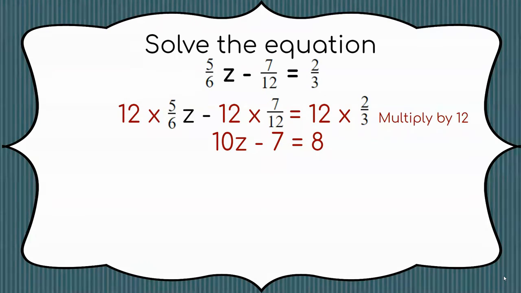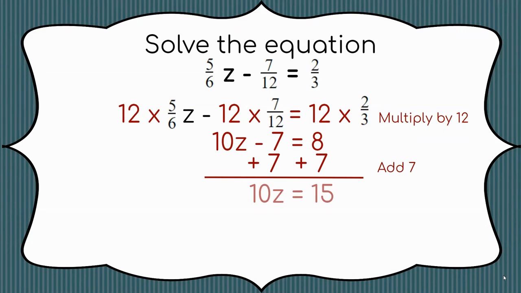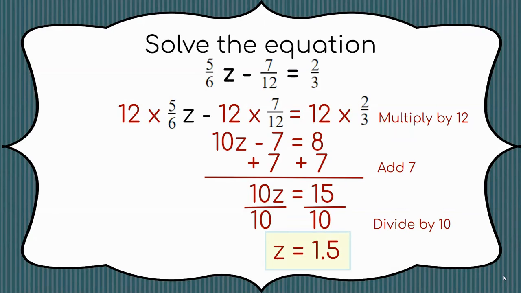So that we have a nicer problem to deal with. Next, let's do the opposite of subtracting 7, which is to add 7 to both sides. And then I'm going to do the opposite of multiplying by 10, which would be to divide by 10. We get that z is 1.5.